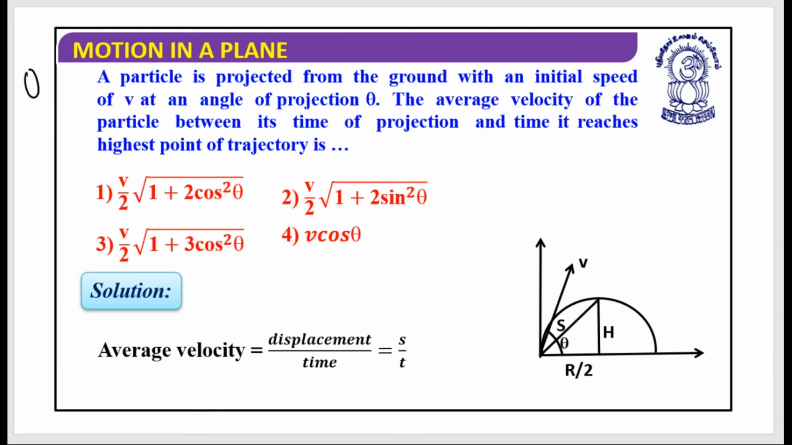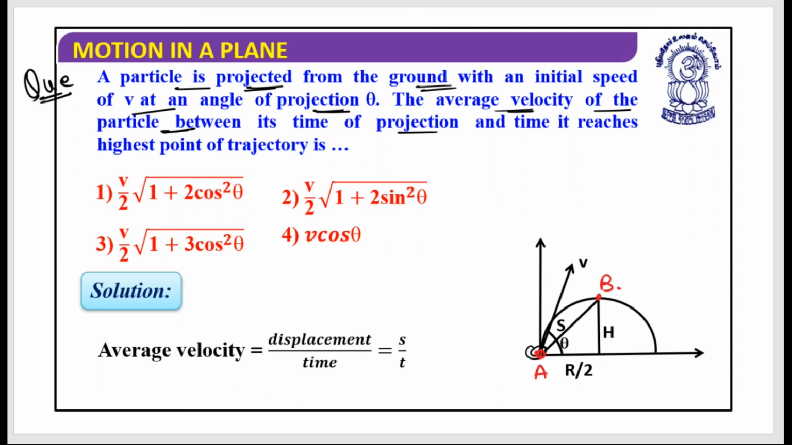This is the question that we have covered in our class as well. A particle is projected from the ground with an initial speed of v at an angle of projection theta, and you need to find the average velocity of the particle between its time of projection, that means from this location, point A, and the time it reaches the highest point, point B. You need to find the average velocity between these two points.